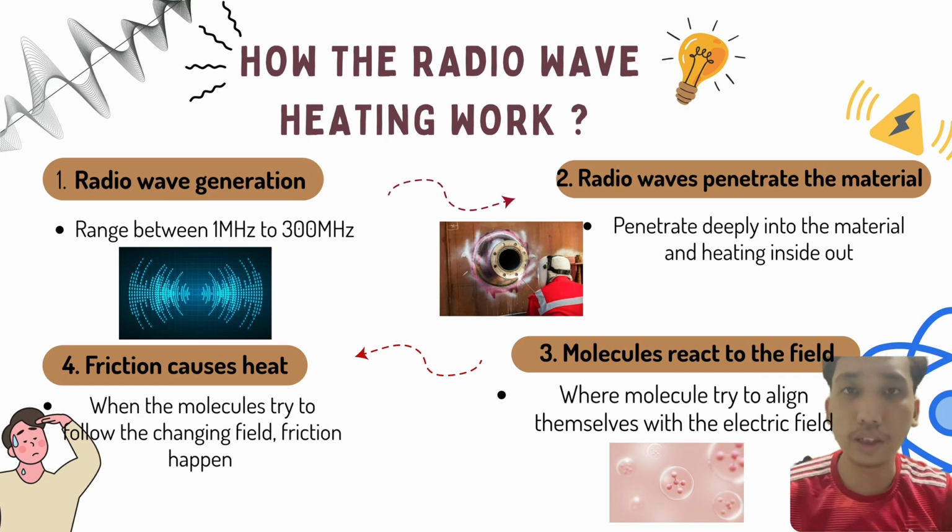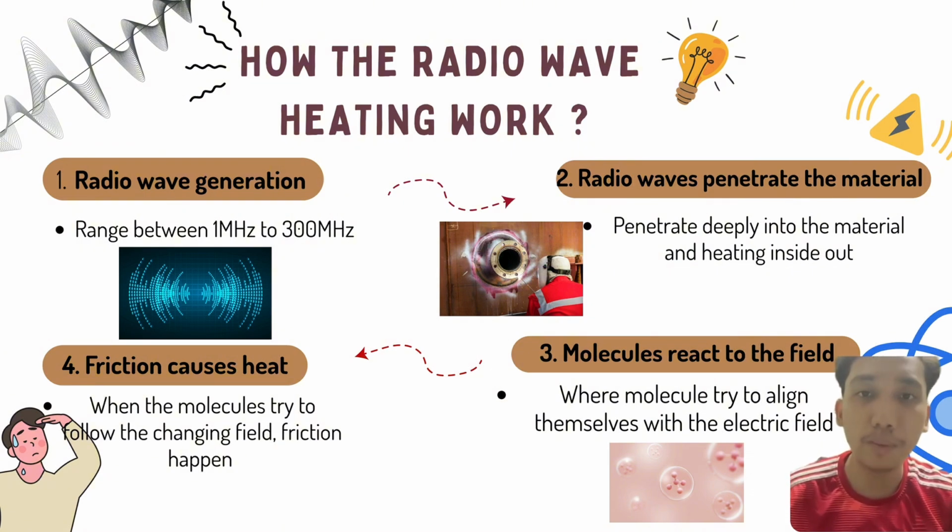Now for the final step, how the heat is actually produced. As these polar molecules rotate and move around to follow the field, they bump into each other. This causes internal friction, and that friction becomes thermal energy. In other words, heat. What makes this better than traditional heating? There are no hot surfaces required, and the heating is faster and more uniform, especially in thick or hard to heat materials.